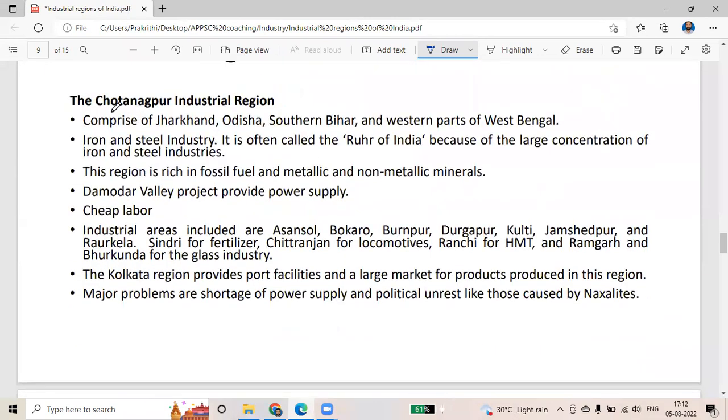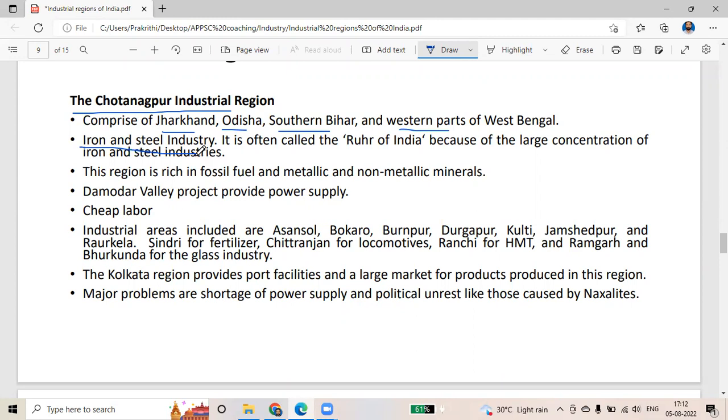Then Chota Nagpur industrial region. तो कोलकाता हुगली बोल दिया है, उसके सामने ही है this Chota Nagpur industrial region. तो इसी एरिया पे minerals बहुत ज्यादा है, metals ज्यादा है. Comprising of Jharkhand, Odisha, Southern Bihar and Western part of West Bengal है. यहाँ कौन सी होगा? As we know, iron and steel industry is the biggest industry located at this place. इसके साथ we have coal भी है. Coal इसी एरिया पे ज्यादा है.